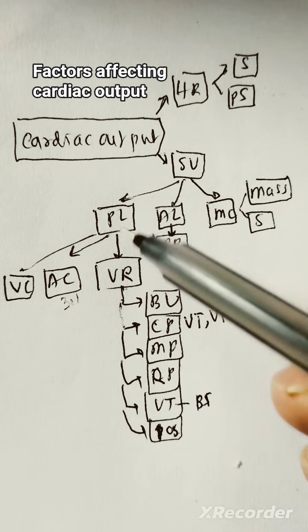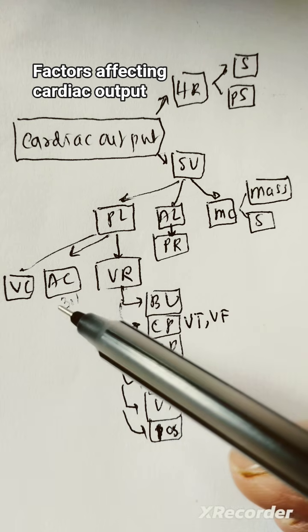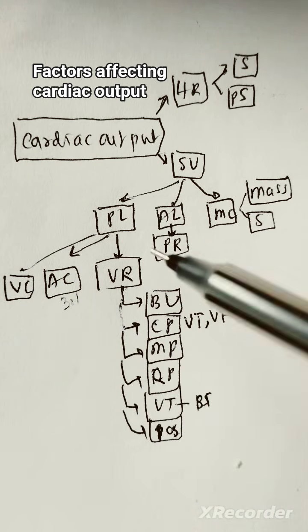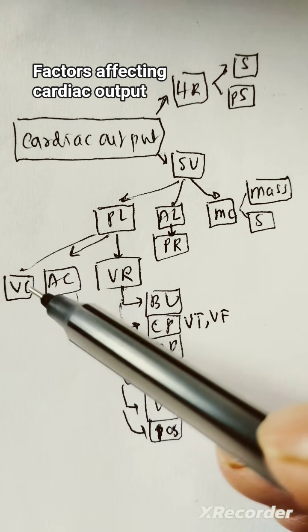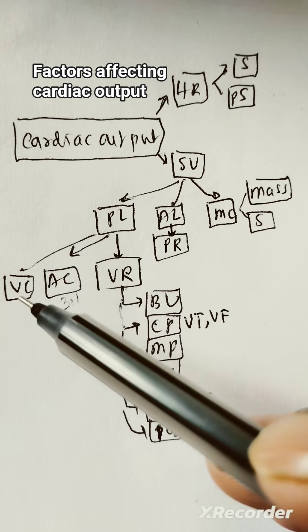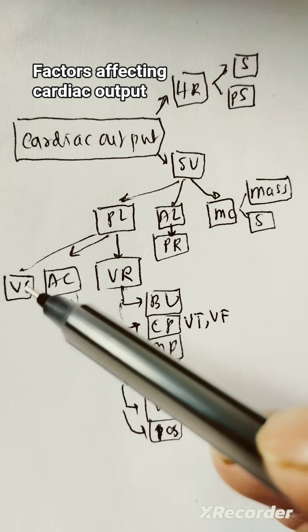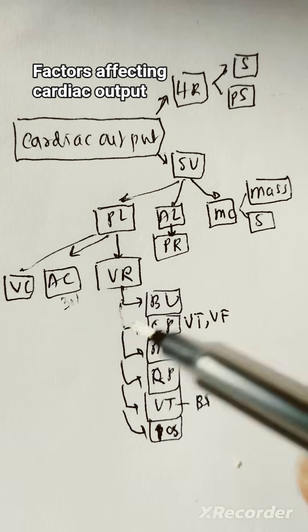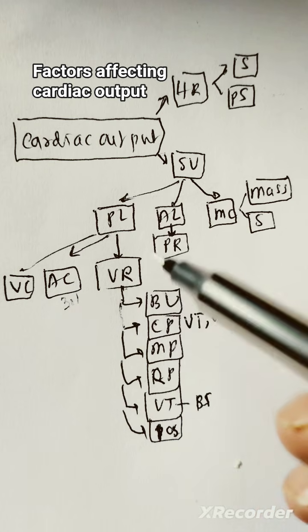Whereas preload mainly depends on the venous return, the atrial contraction, and the ventricular compliance. Ventricular compliance is the stretchability of the myocardium. The more the stretchability, the more blood is accommodated, and the more the preload. Whereas atrial contraction forms 30% of the filling of the ventricles.